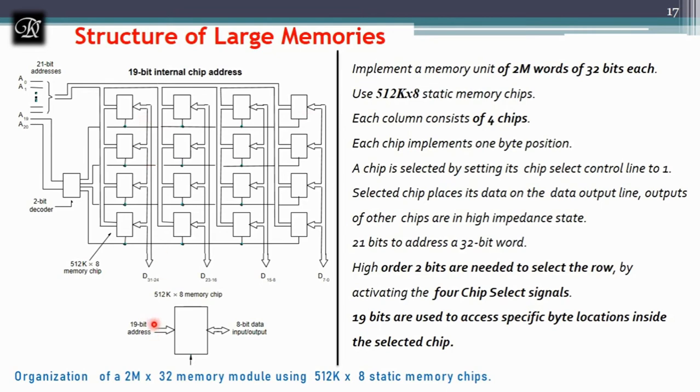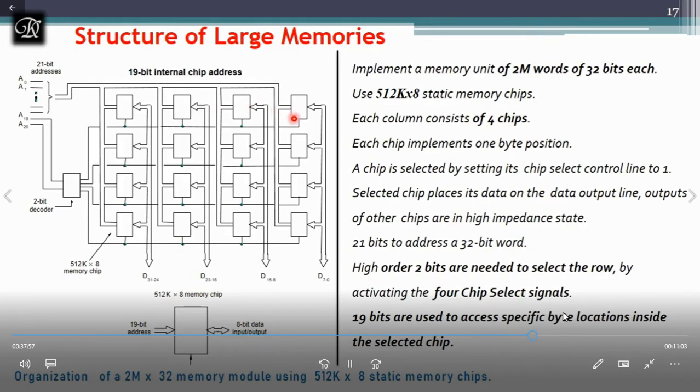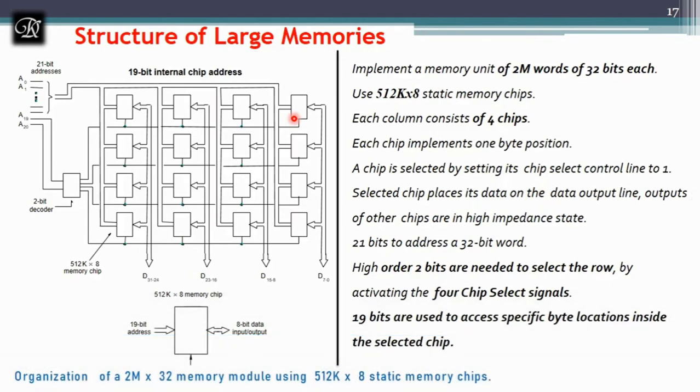So total 21, 19 went with the 512K, and the remaining 2 went with the remaining. It's going to select a respective byte. I have discussed a similar concept in the basic concept video, where I was getting a 32 bit address, where 30 address lines are used to recognize the word, and 2 lines are used to recognize the byte. Here also, same thing: 19 address lines are used to recognize the respective word, and 2 lines are used to recognize the respective byte inside that word.